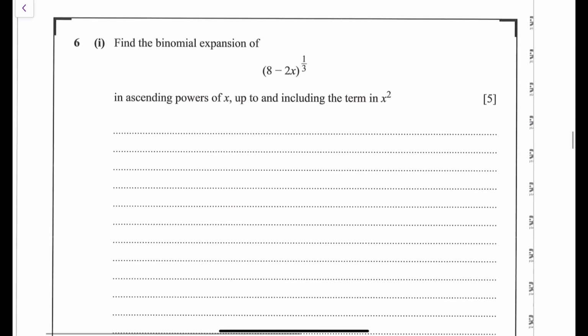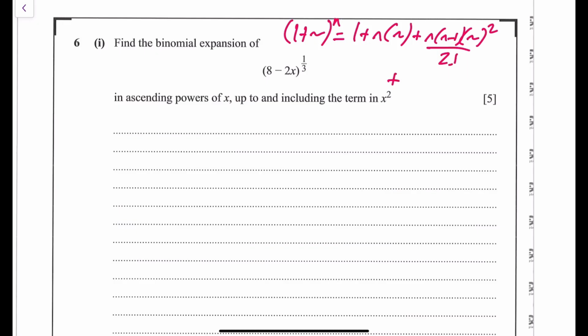Okay, next one is a binomial expansion one. It says find the binomial expansion of this. How I do these is I will get it in the form 1 plus squiggle. I know it's not very mathematical, to the power of n, but that's equal to 1 plus n times the squiggle plus n times n minus 1 times the squiggle squared divided by 2 factorial plus, we don't need this term, but just to show you, n minus 1, n minus 2 times the squiggle cubed all over 3 factorial.